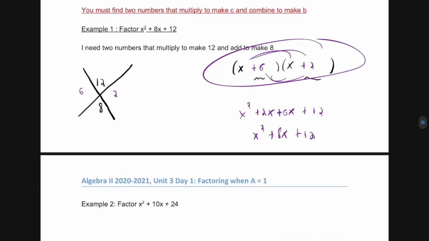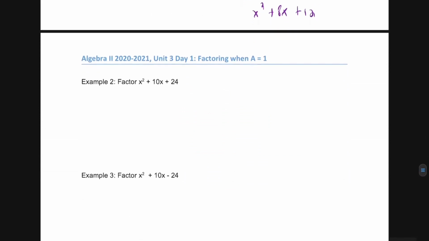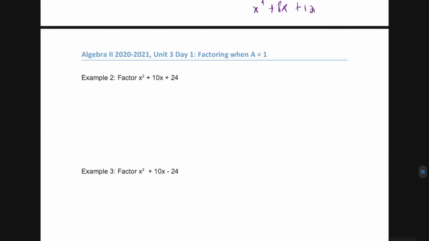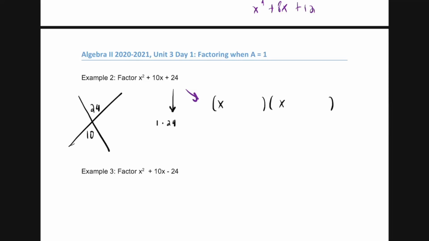Let's do a couple more of increasing difficulty. One more here. Say you start to draw this out and do your factoring. We know these have to be x to make x squared. And we're looking for two numbers that multiply to make 24 and add to make 10, because they're going to combine in the middle. One thing you can do is just start listing the factors of 24. 1 times 24, 2 times 12, 3 times 8.